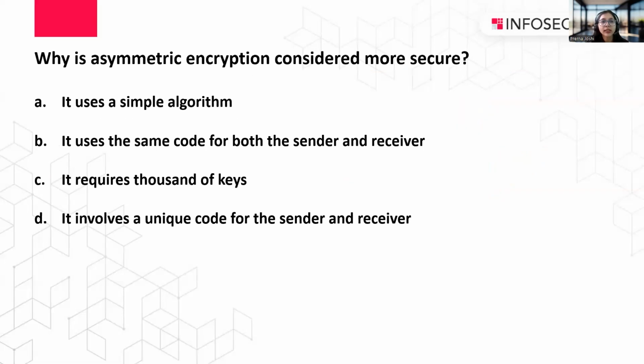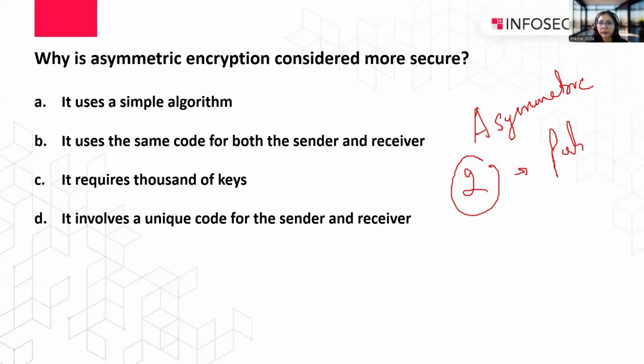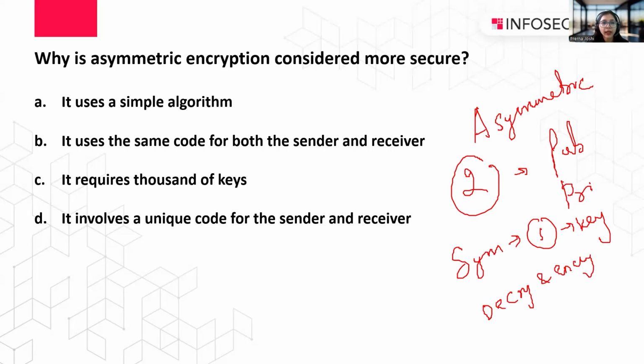Next question says, why is asymmetric encryption considered more secure? When we talk about asymmetric encryption, we are using two keys, a public key and a private key, to do the encryption and decryption. We are using two keys, that's why it is more secure, right? On the other hand, in symmetric encryption we are using only one key, used for both encryption and decryption. So among these options, it is option D: it involves a unique code for a sender and receiver. So the correct answer is option D.